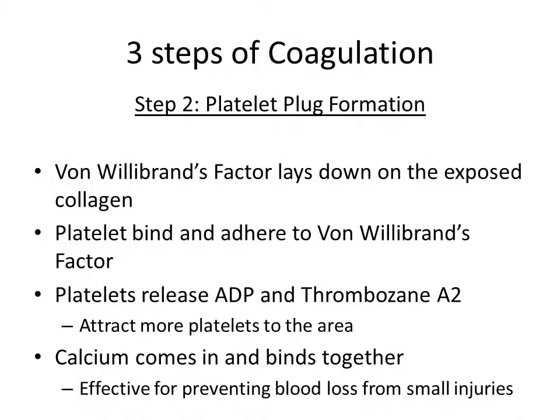In the second stage of coagulation, called platelet plug formation, von Willebrand factor lays down over the exposed site. This von Willebrand factor allows platelets to attach to that site. Once these platelets attach, they themselves release ADP as well as thromboxane A2, which attract more platelets to bind to that area. Eventually calcium comes in and helps bind, and this is the formation of that plug over the injury site.